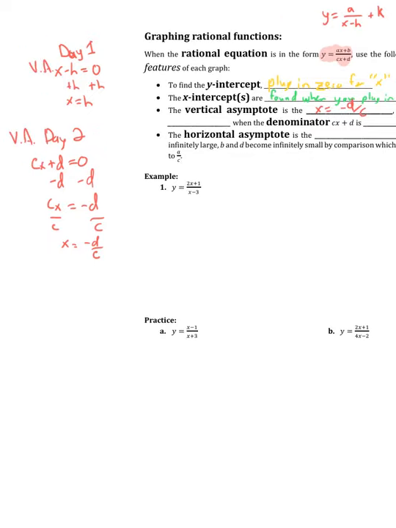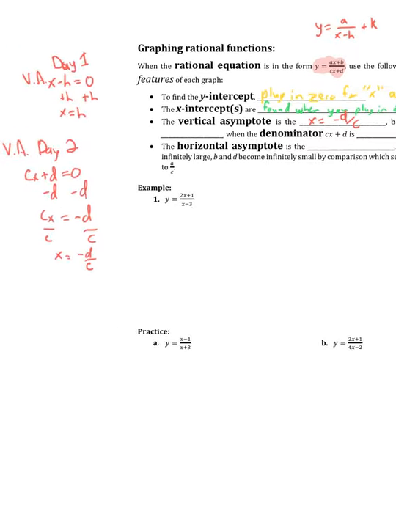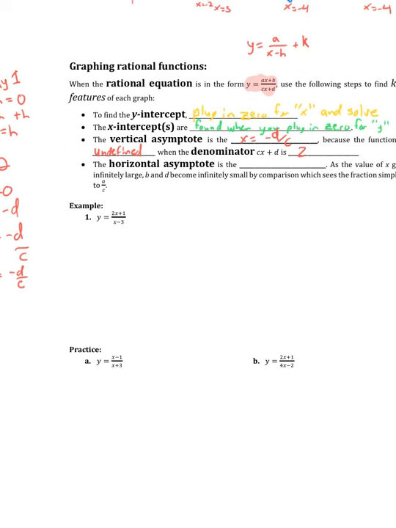It looks kind of weird because there are weird variables, but it's really not too bad. We're just doing the same thing as yesterday. Set the denominator equal to 0 and solve for x. And the reason we want to set the denominator equal to 0 is because the function is undefined when that happens. So when the denominator is 0, the function is undefined. And that's why we set it equal to 0.